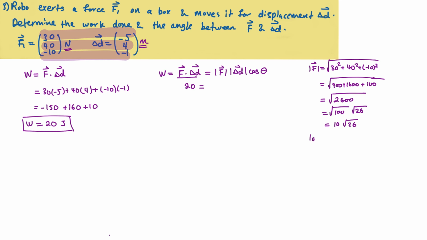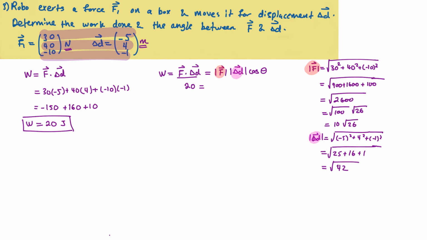The magnitude of the displacement vector is going to be root of, and I am going to do -5 squared plus 4 squared plus -1 squared. So this is going to be root of 25 plus 16 plus 1, and this is going to be root of 42. So once I have this, I can come back and plug those values in here. So I have this and I have this value now.